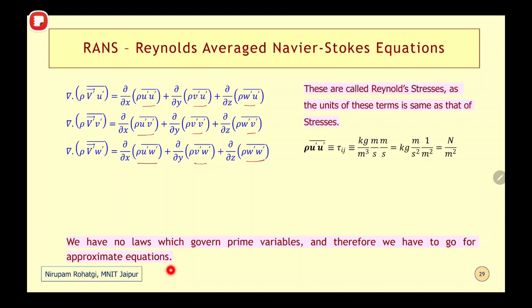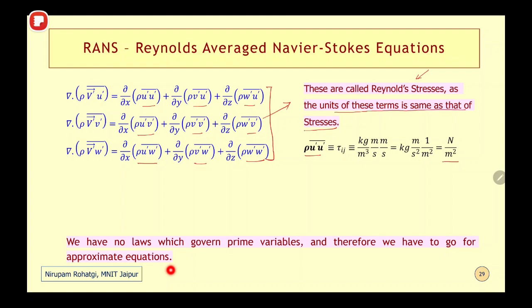Okay. Now these 9 terms are called Reynolds stresses. And why do we call them Reynolds stresses? Because the units of these terms are the same as that of stress. If you compare the unit, you will find that the unit of this is nothing but Newton per meter square, which is the same as the unit of shear stress or stress. They are called Reynolds stresses.